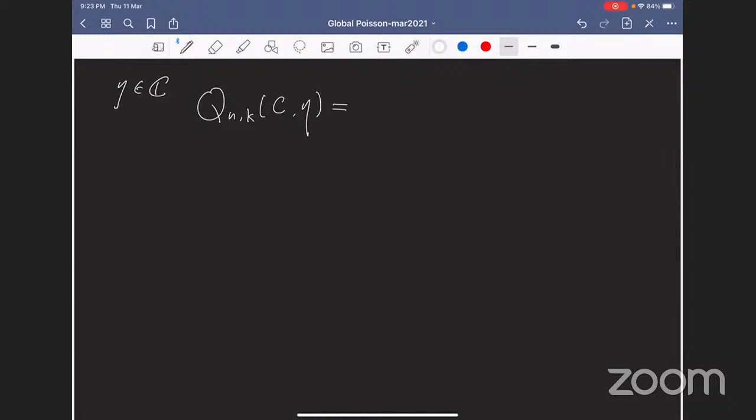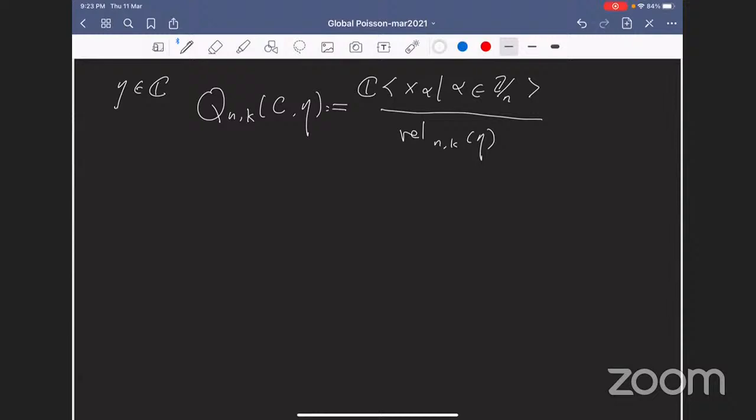So this is defined to be the quotient of the free algebra generated by n elements, modulo the ideal generated by certain relations. Okay. So this relation space will be denoted by R_{n,k}(C, eta). So this will be a subspace of the two tensors, i.e.